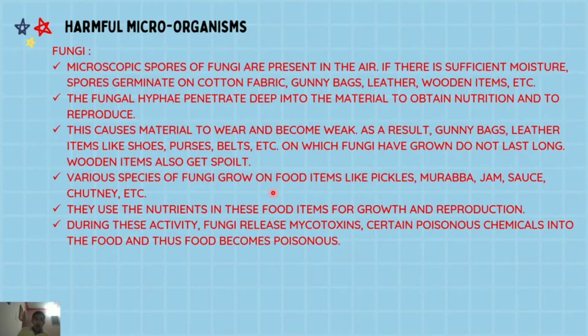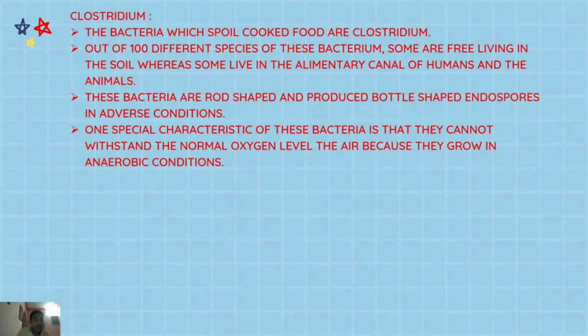Okay, so this is about one of the harmful microorganisms, that is fungi. Now let us see one more example, and that is Clostridium. It is also a kind of bacteria, and generally this type of bacteria is found in food materials and also in the alimentary canal of human beings and animals. The bacteria which spoil cooked food are called Clostridium. So whatever food that we make, it may get spoiled by this particular bacteria which is Clostridium.